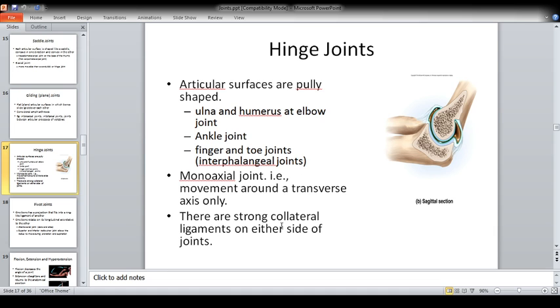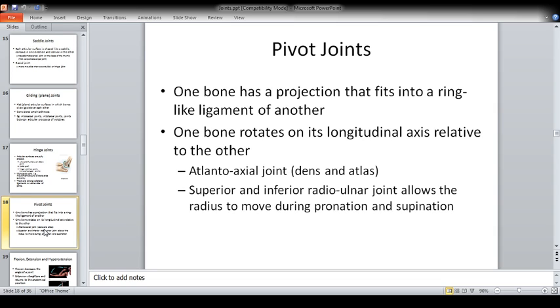And there are strong collateral ligaments on either side of these joints. These are one of the strongest joints in the body. There are strong ligaments on both sides of these joints, because these are actually the weight bearing joints of the body. That's why we need to keep them intact in their position. The bones need to be able to move in only one direction, and we cannot have any lax kind of movement in this joint. Now at last is the pivot joint.